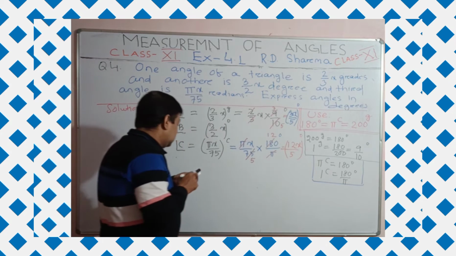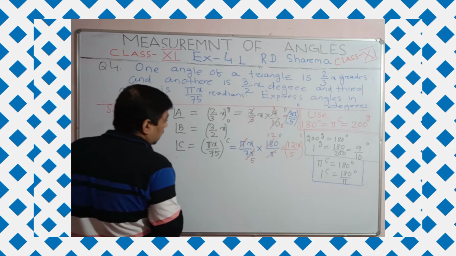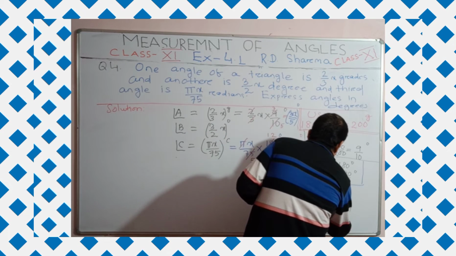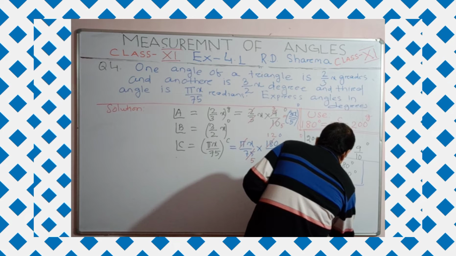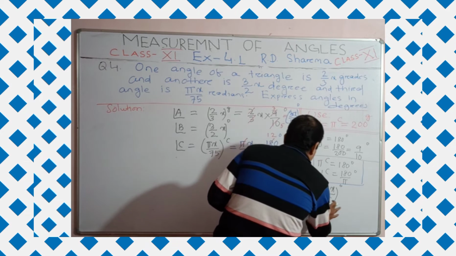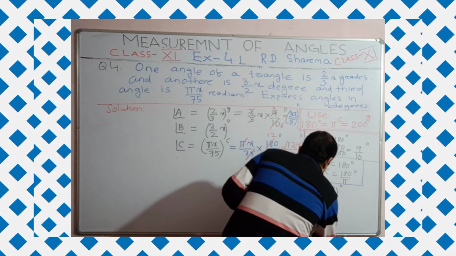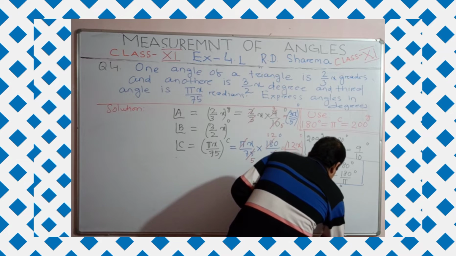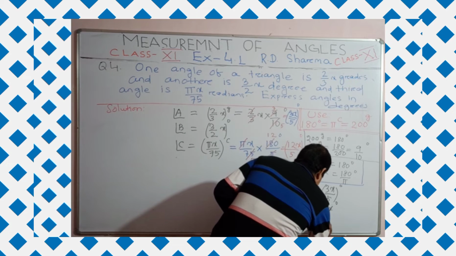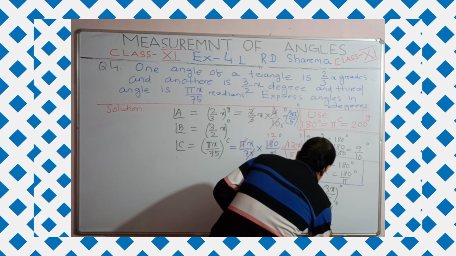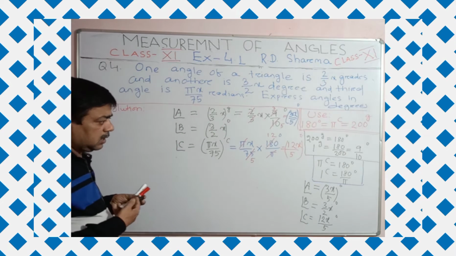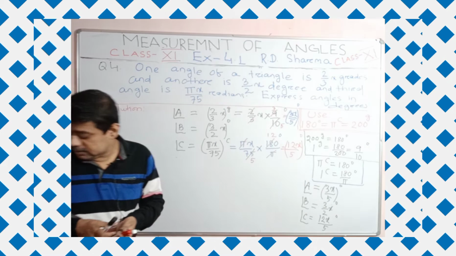Degree. Okay. Understand? Here we get angle A. So we get angle A is equal to 3x upon 5 degree. Angle B we got 3 by 2x degree. Already it is in degree. And angle C we got 12x by 5 degree. Understand? So here three angles are expressed in degree. Okay. Is it clear?